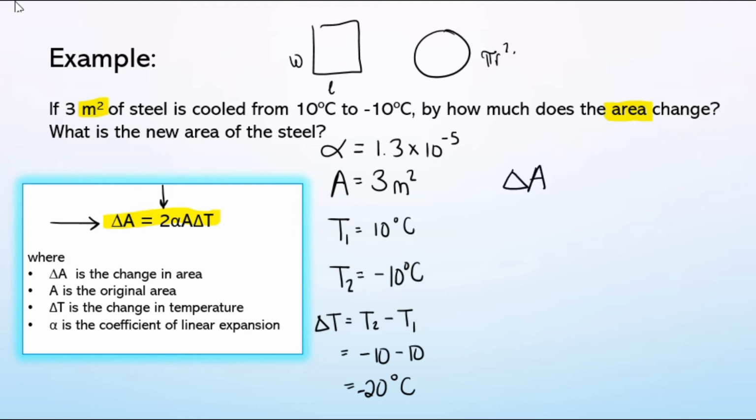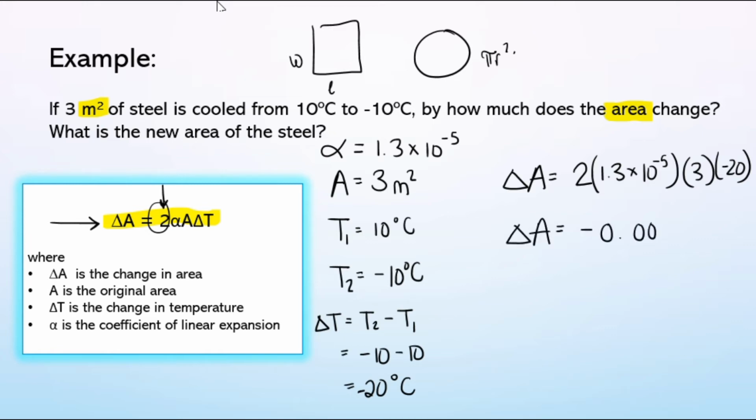We're going to build the formula. The change in area is equal to 2, and that is just this 2. It's not anything else, times the coefficient of linear expansion times the original area times the change in temperature. So this tells me that I have a change in area of negative 0.00156 meters squared. Am I done?